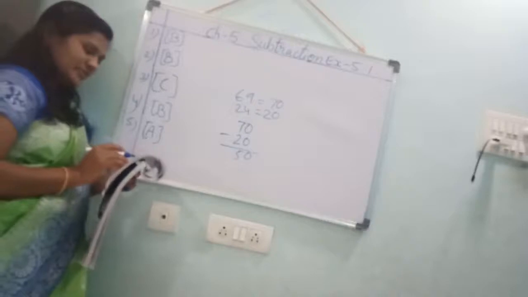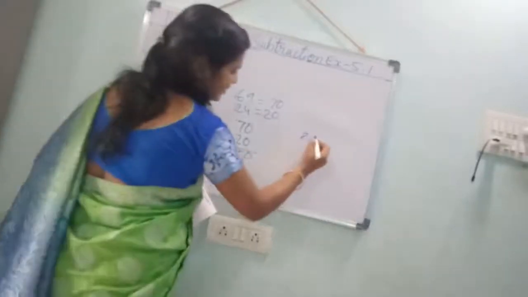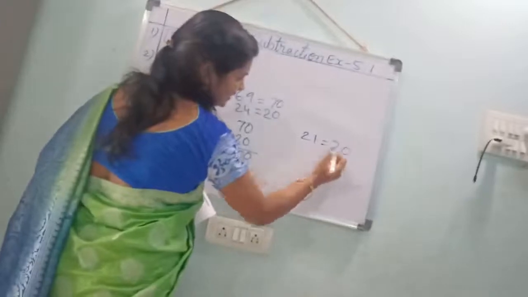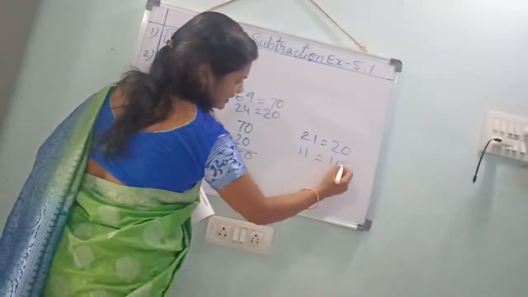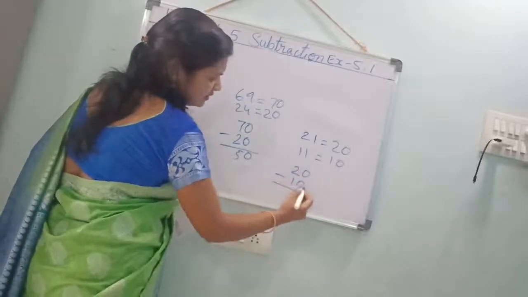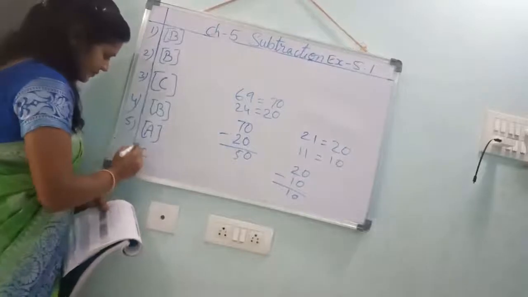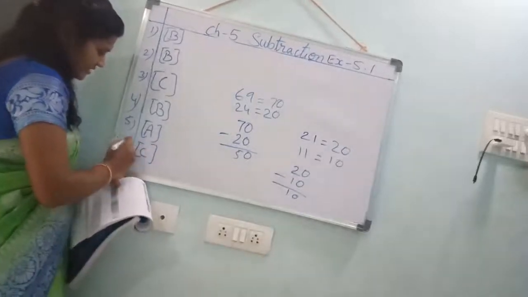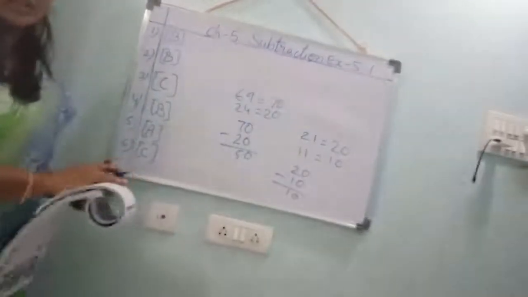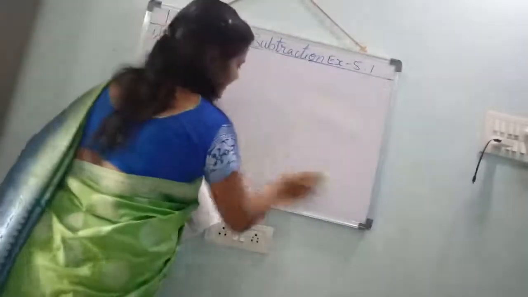See next. Sixth one. Estimate the difference between 21 and 11. See, 21 nearest 20. 11 nearest 10. What is that answer? 20 minus 10. 10 is the answer. So, C. Sixth one, C. Understood, children, what I am saying? Now, next.